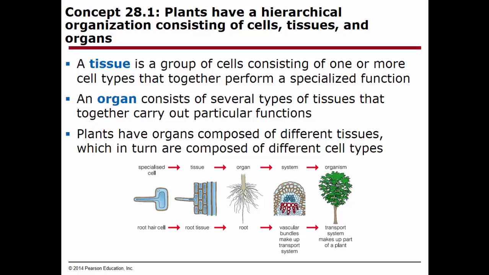Okay, so the system, an organ system, consists of all or part of several different organs. The vascular system extends through the roots into the stem and also into the leaves. Together, many organ systems make up the organism, in this case, a tree.